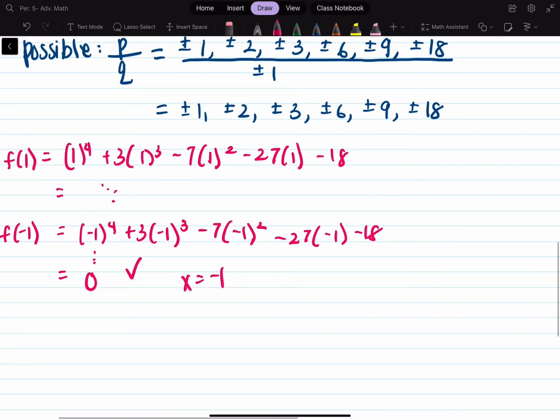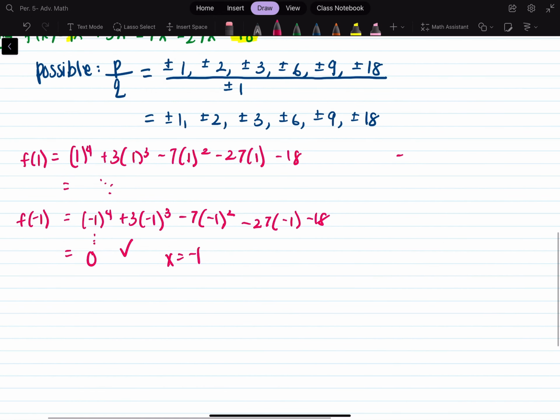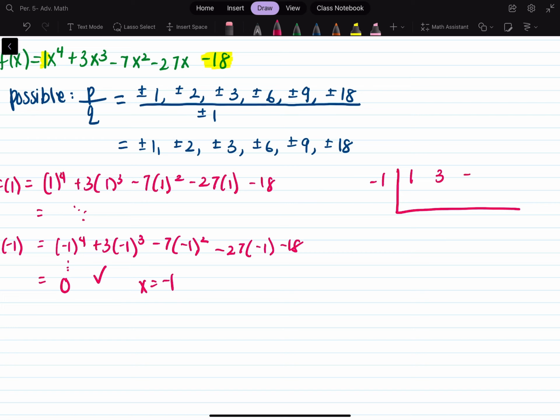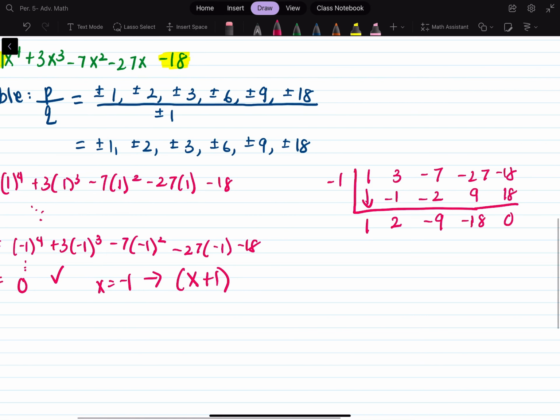So now that you know that -1 is a zero of this polynomial, you're going to put -1 on the outside of your synthetic division. You're going to fill in your coefficients, which in this case are 1, 3, -7, -27, and -18. You do your synthetic division. Remember, you're able to do synthetic division here, not long division, because these are linear factors. This one would be equivalent to x plus 1 in linear polynomial form, so it has a coefficient of 1 and a degree of 1, so you can use synthetic. This gives you -1, this gives you 2, this gives you -2, this gives you -9, this gives you +9, this gives you -18, and then this gives you +18, and this gives you 0, as you were expecting.